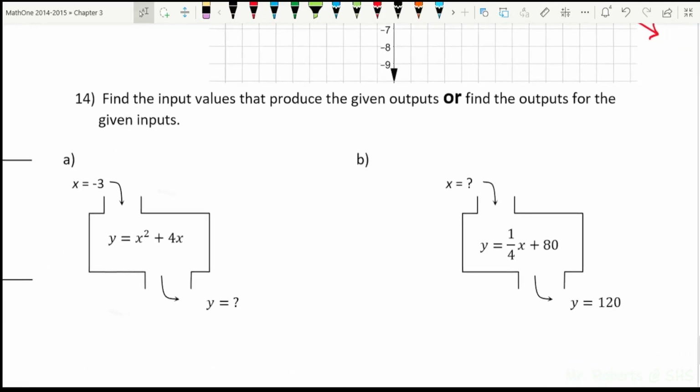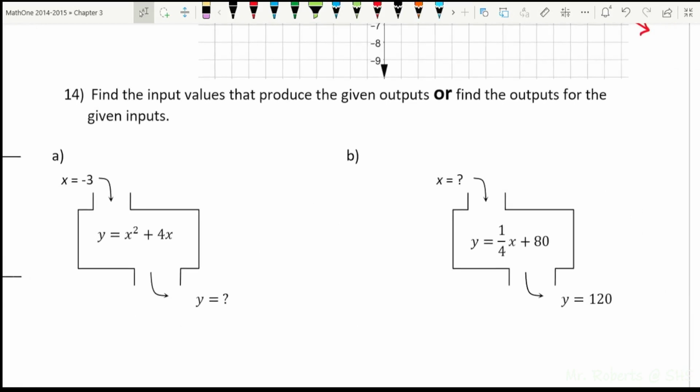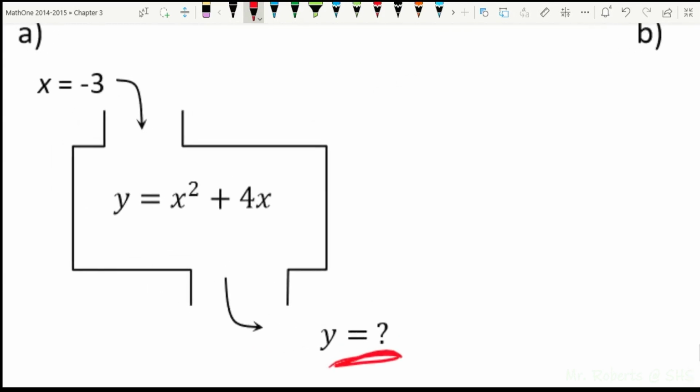The last problem says, find the input values that produce the given outputs, or find the outputs for the given input. So the first case is find the output, right? Find the output when you know what the input is. And this over here, this is find the input when you know what the output is. So let's come up here and look at this.